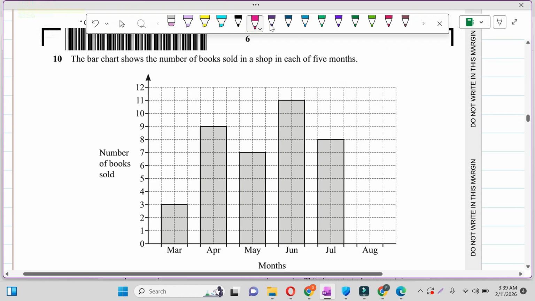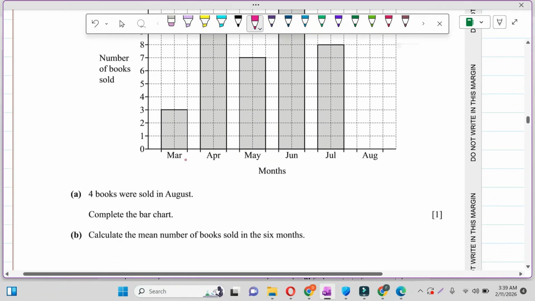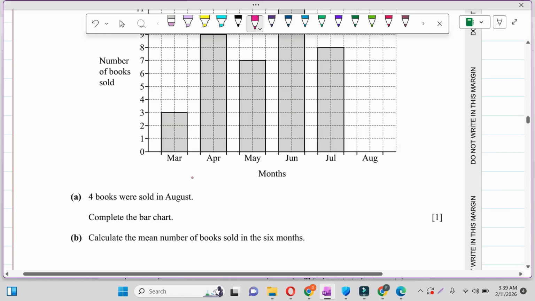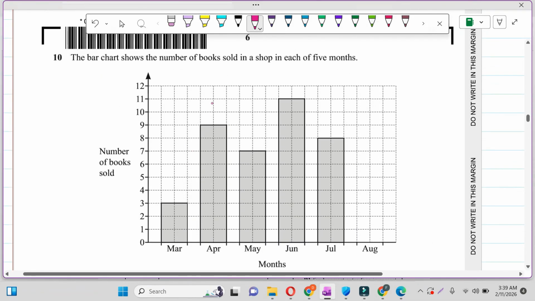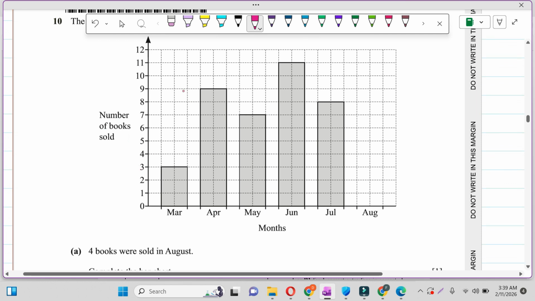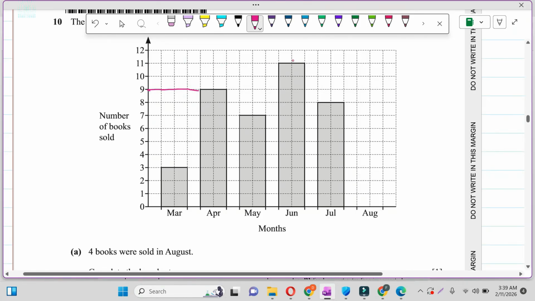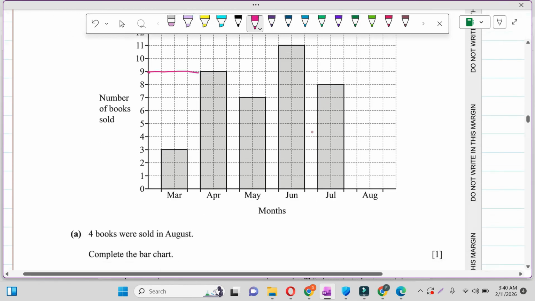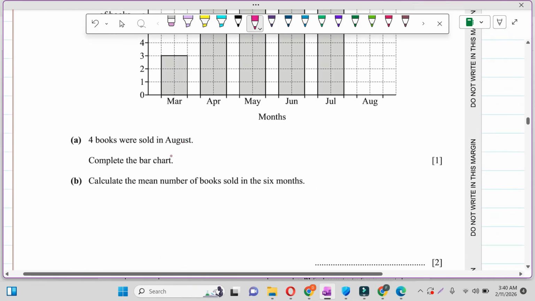Question number 10. The bar chart shows the number of books sold in the shop in each of 6 months: March, April, May, June, July, and August. Okay. First, we get the information from the graph. In March, the number of books sold was 3. In April, the number of books sold was 9. In May, 7. In June, the shopkeeper sold 11 books, and in July, the number of books sold was 8. Okay. 4 books were sold in August.